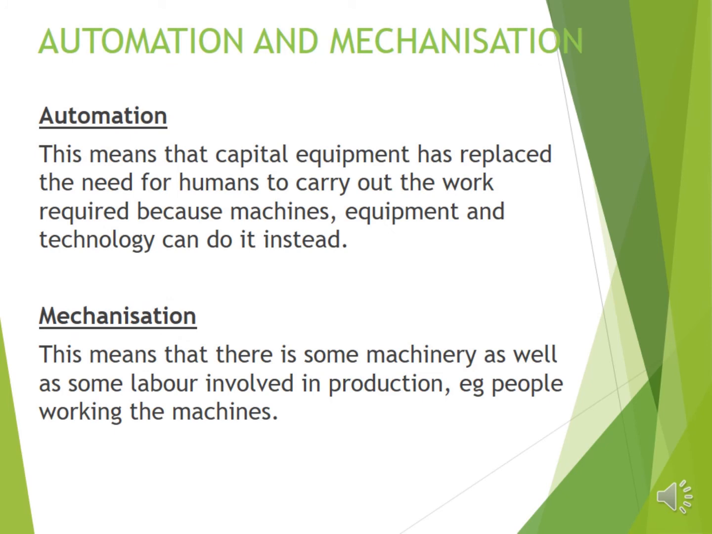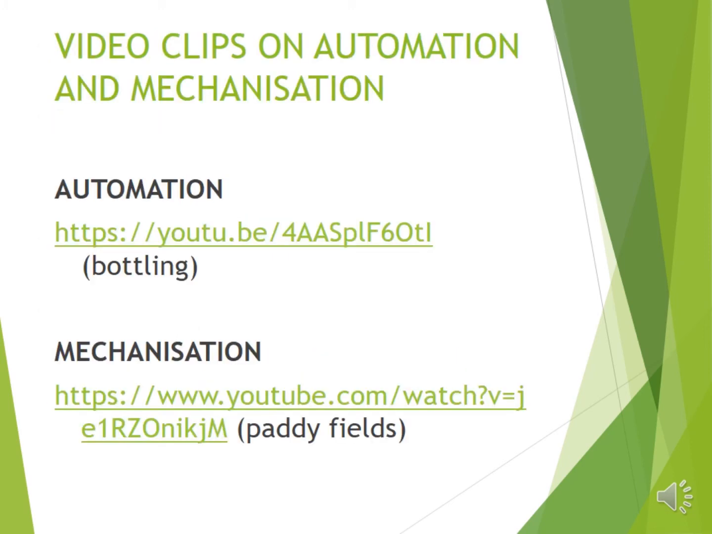The difference here between automation and mechanisation then. Automation means that capital equipment has pretty much replaced the need for humans. So we're really talking about robotics here, talking about robots carrying out the production process instead of humans. With mechanisation, humans are still doing the job, but they need equipment to work with. So for example, someone using a computer, someone using a lawnmower, we need the people, and we also need them to have certain types of equipment, and we call that mechanisation.